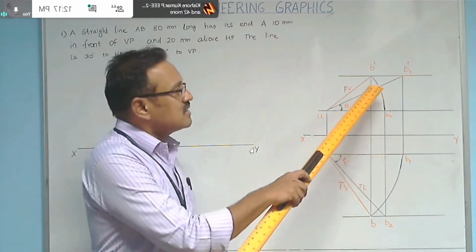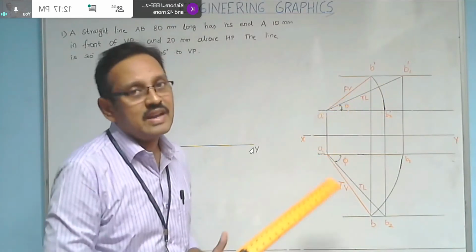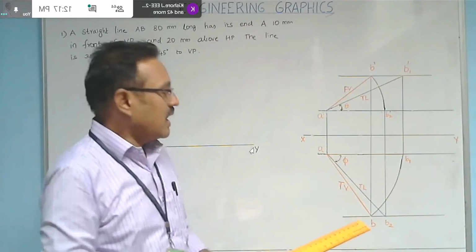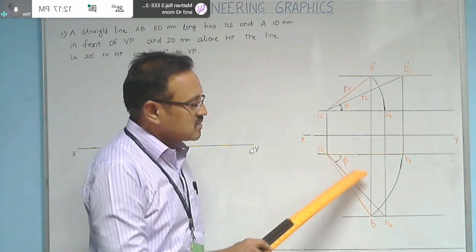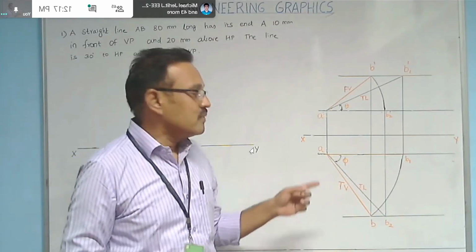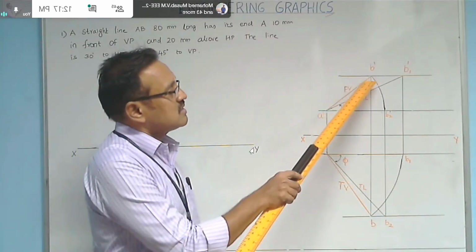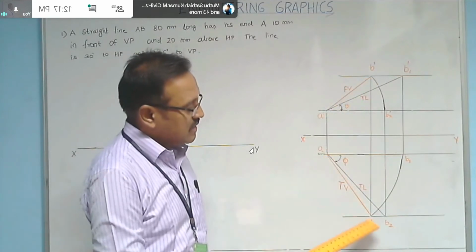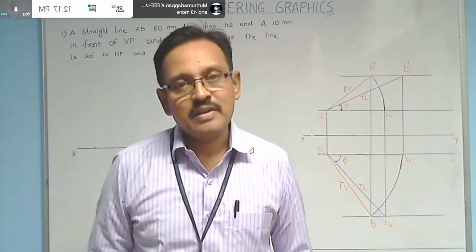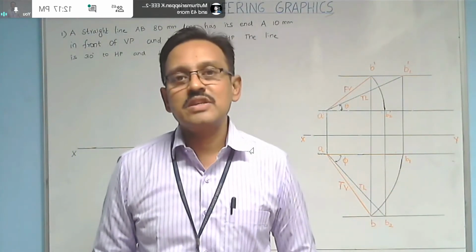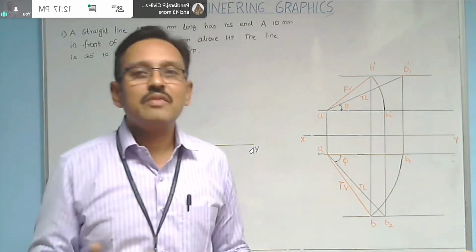Then this is the true length of the line, and theta represents the true inclination with respect to HP. And here you can see this is the true length of the line and phi represents the true inclination of the line with respect to VP. A dash B dash represents the front view and AB represents the top view, the actual front view and top view of the line. This concept we have already discussed in the previous classes, and this is the template which we are going to use for solving the problems.